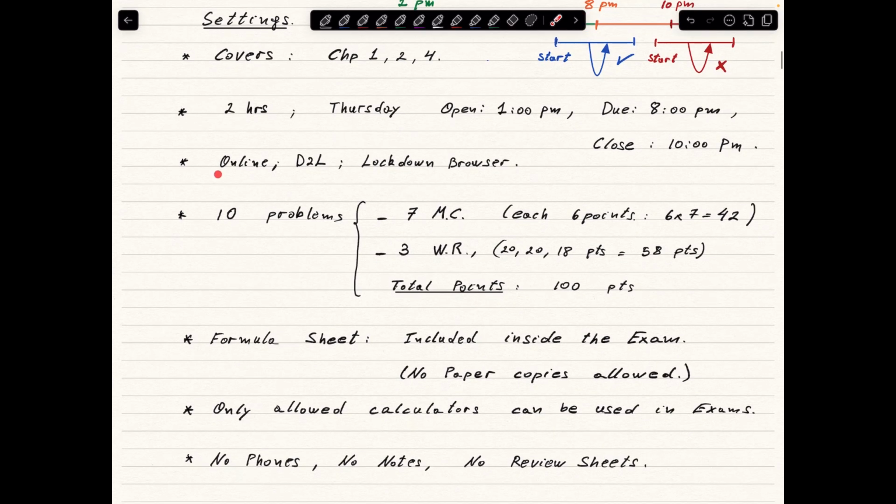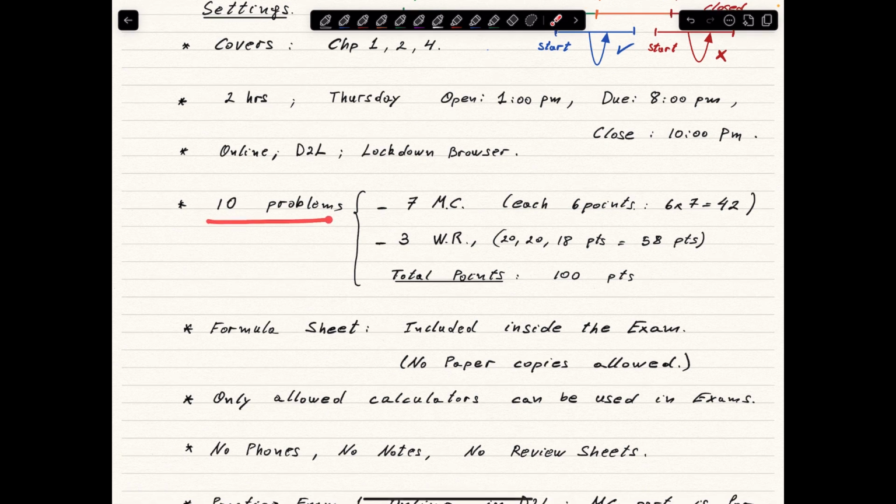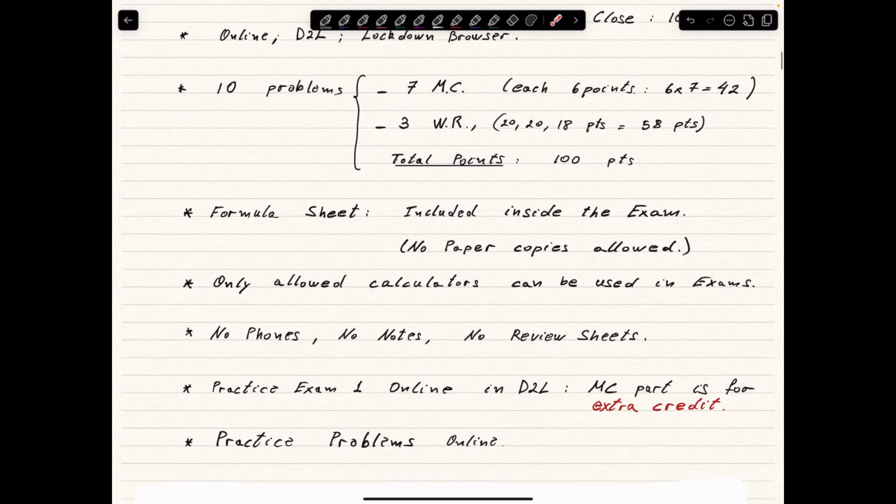Okay, the exam is online in D2L. We use the Lockdown Browser and the webcam. The exam has 10 problems like exam 1: 7 multiple choice problems and 3 written response, with approximately 60% of the grade for the written response and 40%, 42% for the multiple choice. You have a formula sheet included in the exam. The calculators allowed are the ones that we list on our D2L site. No phones, no notes, no review sheets.